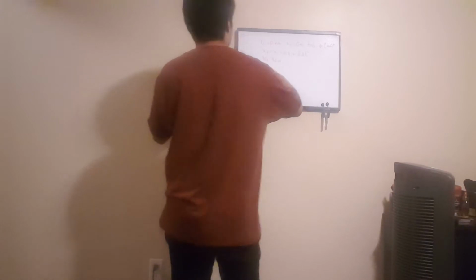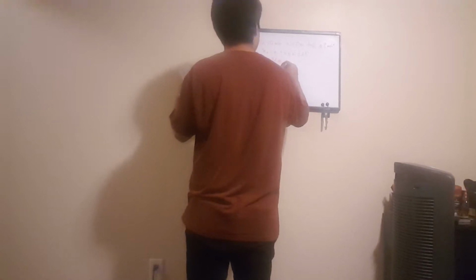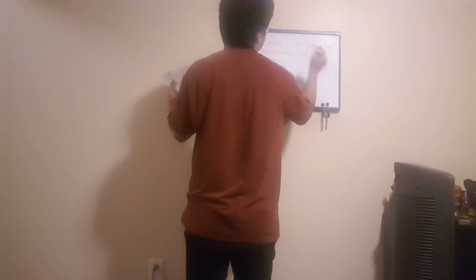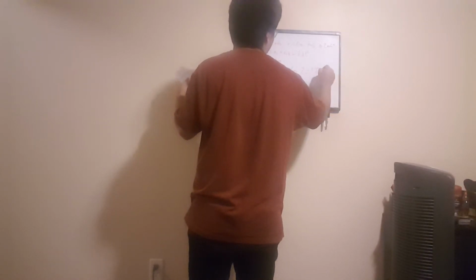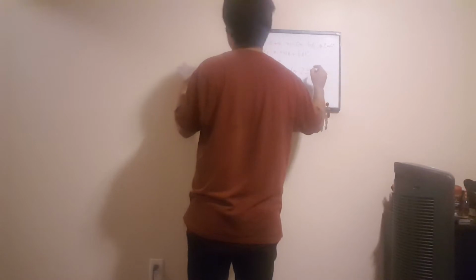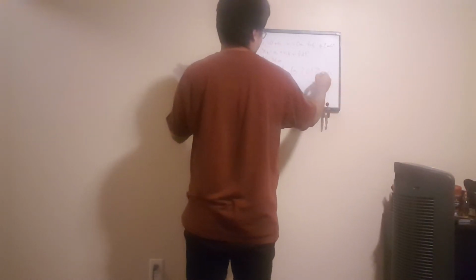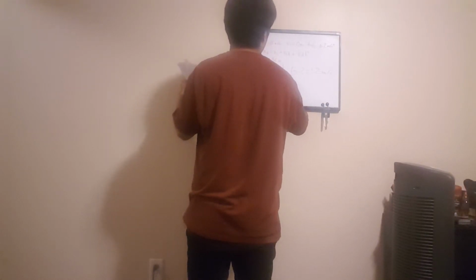So we use this equation: final velocity equals initial velocity plus acceleration times time. Initial velocity is 0, so it's just acceleration times time. 6 times 2, that's just 12. So then we times that by 2. So then we get 24 meters.